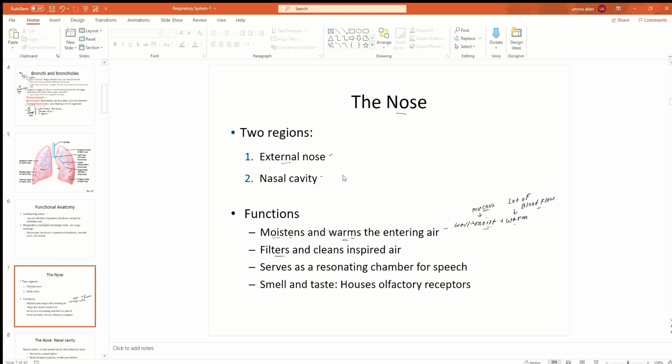Filters and cleans inspired air. There are two ways the nasal cavity filters and cleans the air. One is that inside the nasal cavity you have hair, you all know, and that will block the dust particles. If the dust particles are big, of course they will be blocked by the hair.